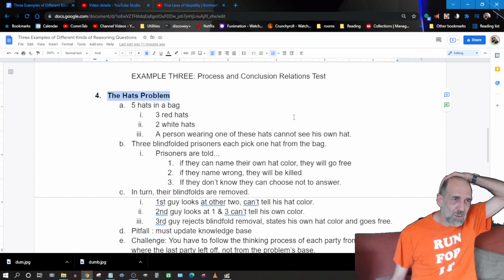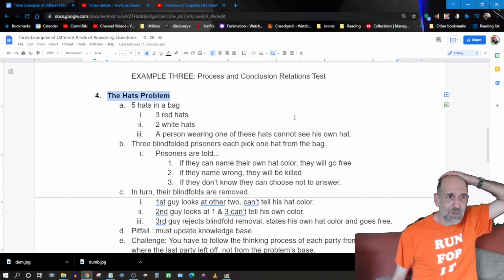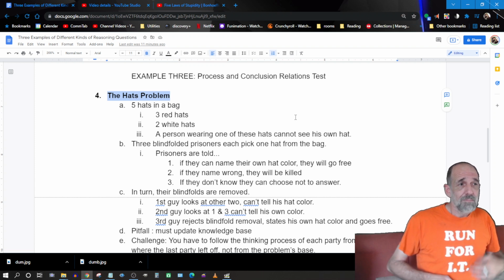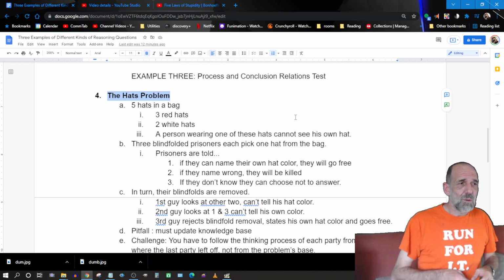There are 3 blindfolded prisoners. You each pick one randomly from the bag, and they're told if they can name their own hat color, they'll go free. If they name it wrong, they'll be killed. And if they don't know, they can choose not to answer. And then, in turn, their blindfolds are removed.